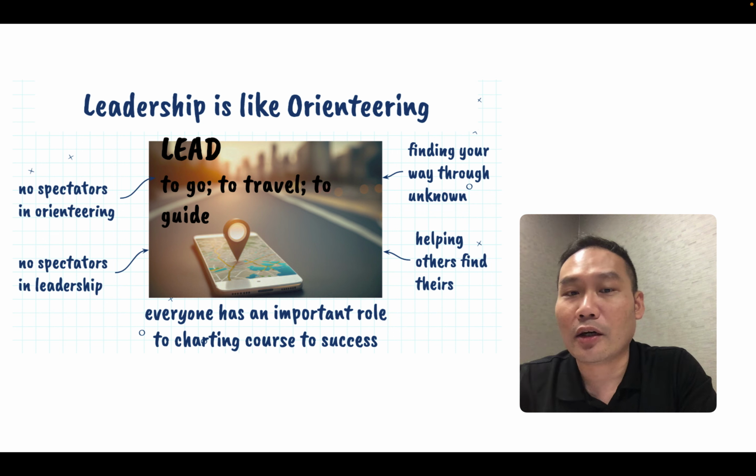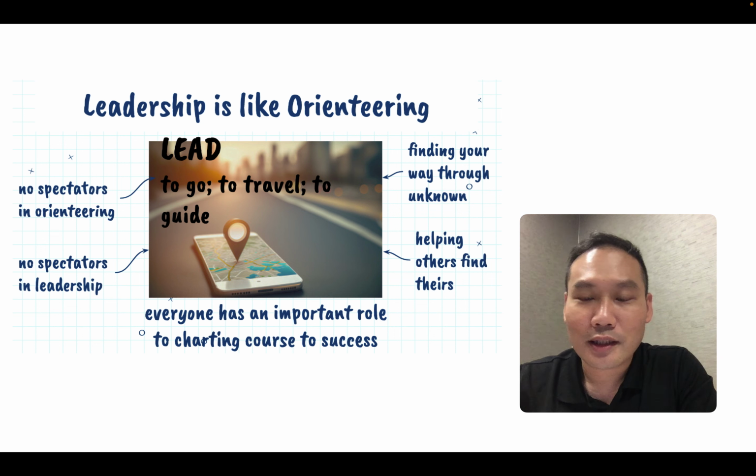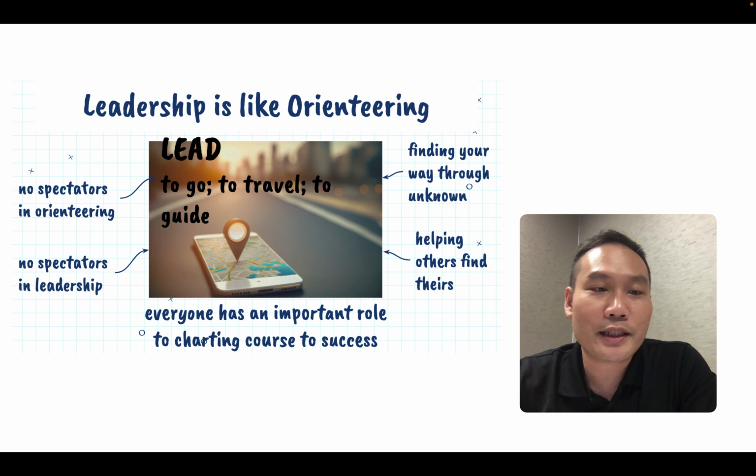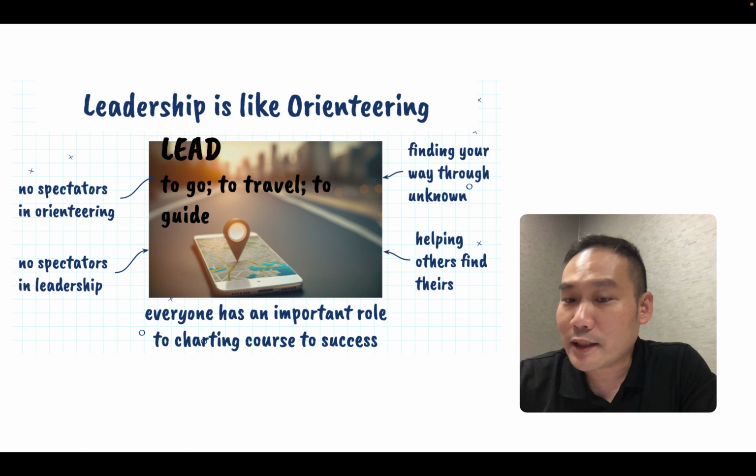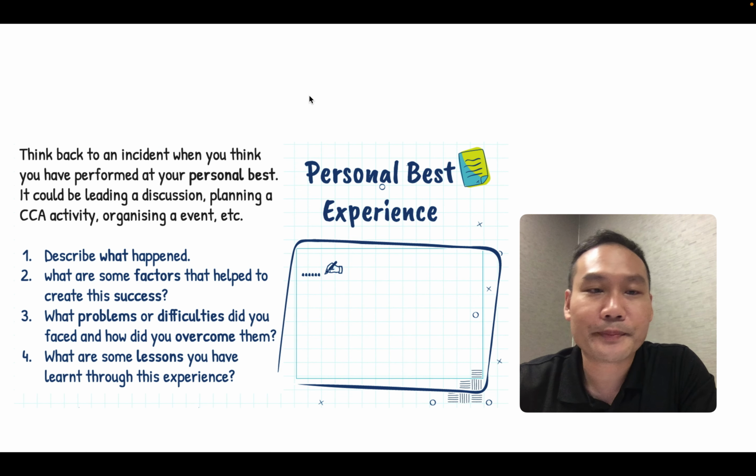So leadership is like orienteering. So you just had your orientation to the school. So when you are orienteering, what's happening, right? You actually come to a new place, a new environment. No one is actually observing you. You decide to find your own way. You decide whether you want to help others find theirs. You meet new people, you form new groups, and you chart your way to success together, right? So that is already leadership being in play.